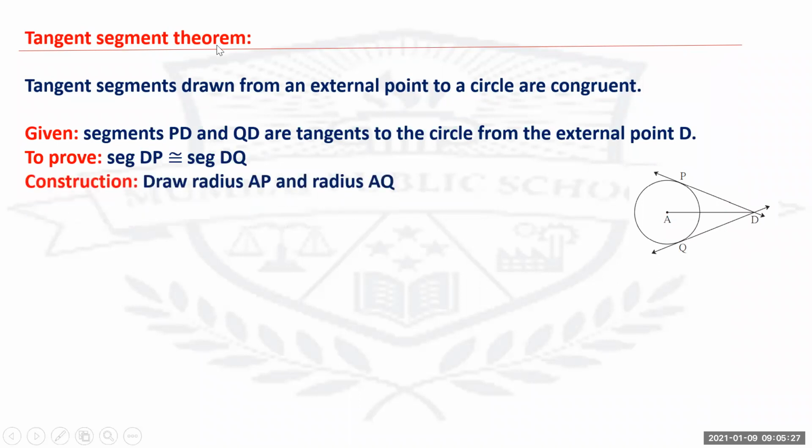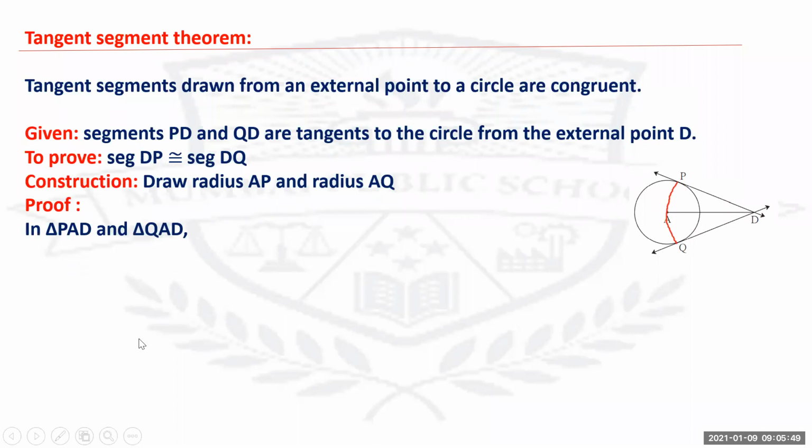Now for this you need to do a small construction. You have to draw radius EP and radius EQ. Proof. Now let's begin with the proof. Now once you have drawn this radius, what you have got? You have got this divided into two triangles.